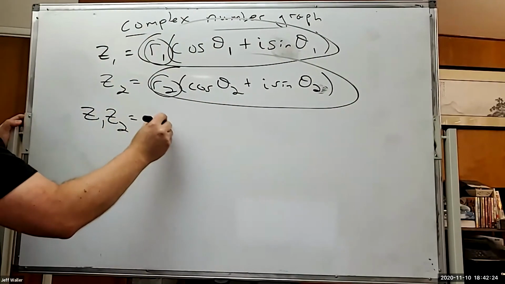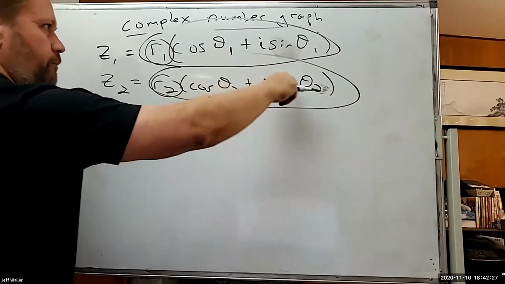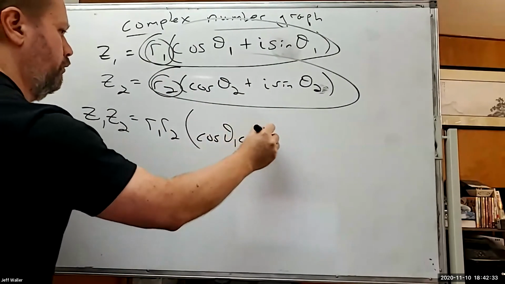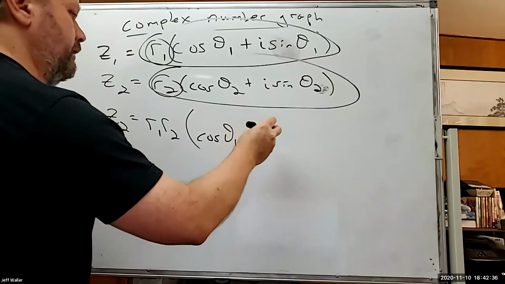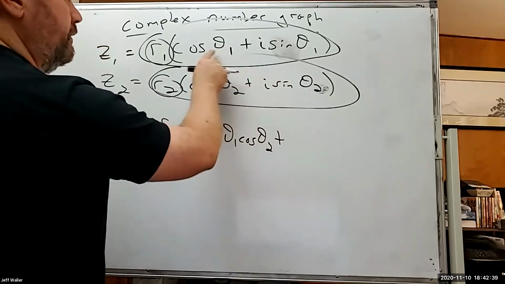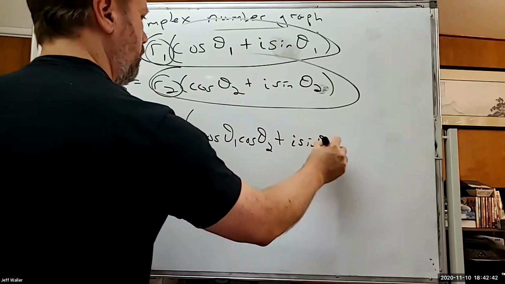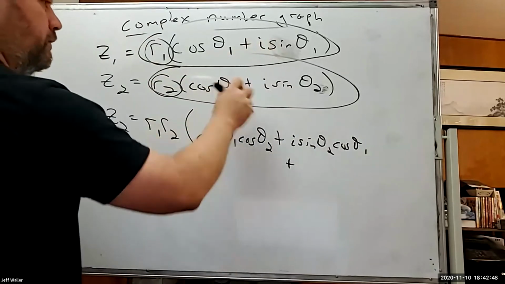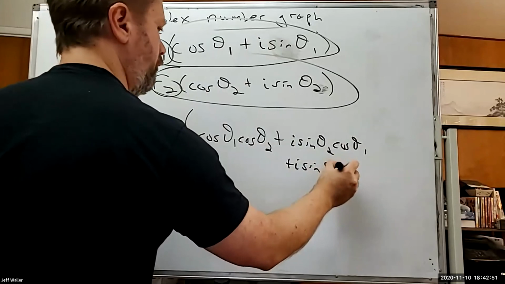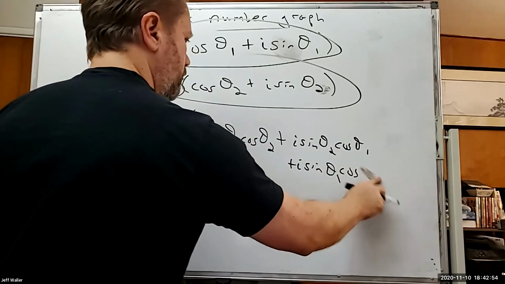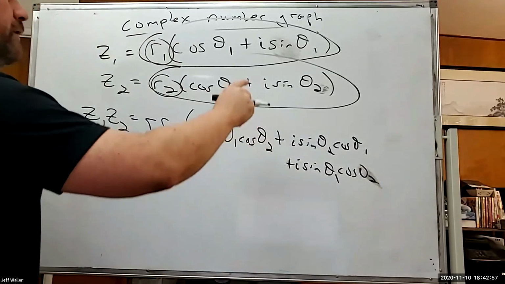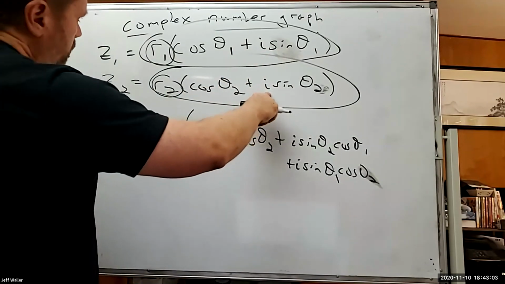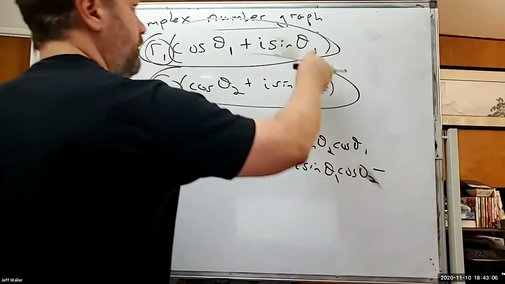That's r1 times r2. And then this has to be FOILed out. So I get cosine theta 1 cosine theta 2, plus i sine theta 2 cosine theta 1, plus i sine theta 1 cosine theta 2. I'm just FOILing things out, right? That's all I'm doing. This is going to come out nice. And then what happens when I multiply these two? What's i times i? Negative 1. Good. So minus sine theta 1 sine theta 2.